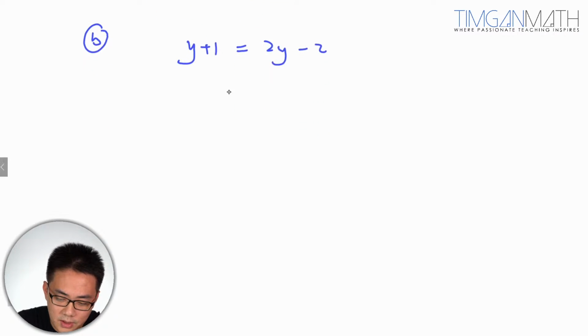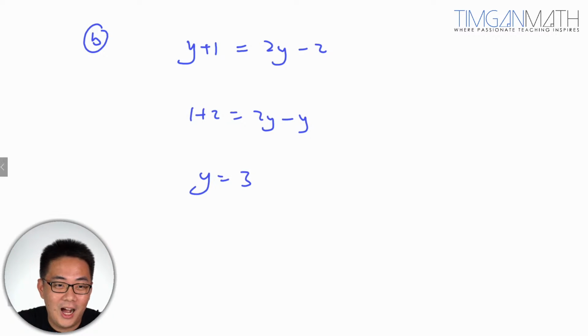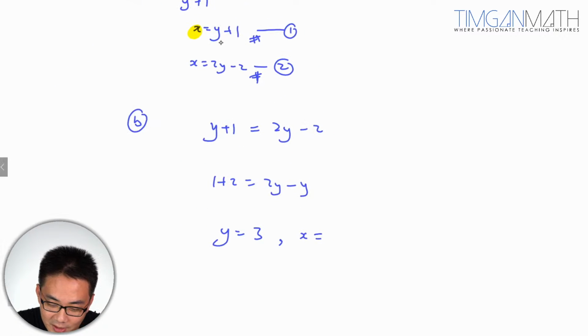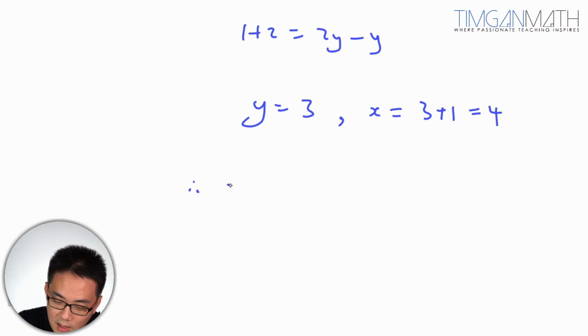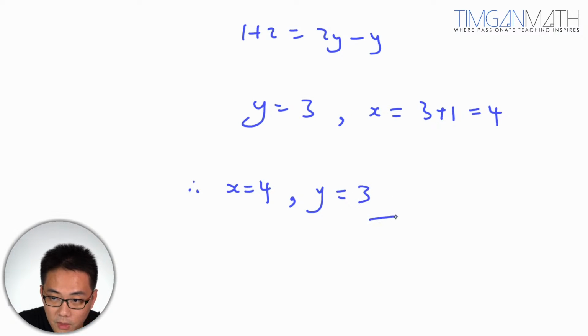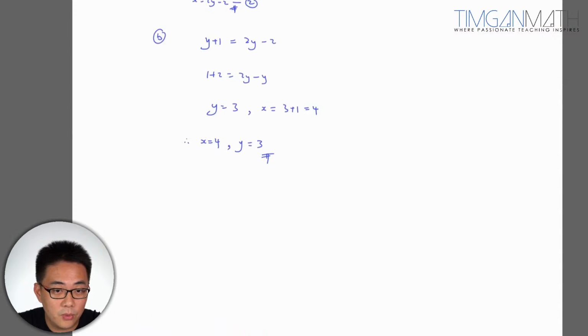Once done, this will be y plus 1 equals 2y minus 2. Then what we're going to do is just add both sides. This is 1 plus 2 equals 2y minus y, which equals 3. Great. Then we solve for x. Choose any of the expressions here, we can use y plus 1, so x equals 3 plus 1, so it's 4. Hence, x equals 4, y equals 3. That's how you do this question proficiently.